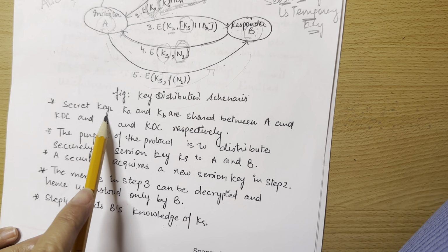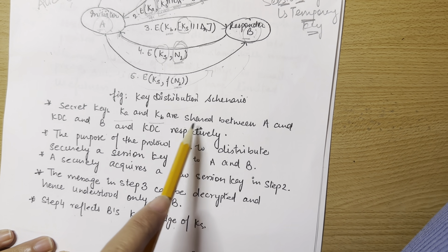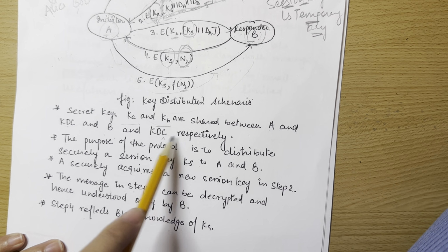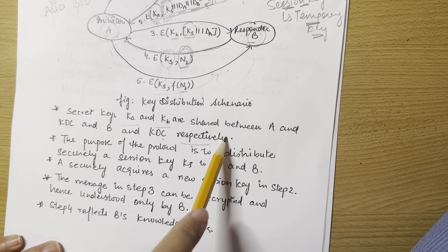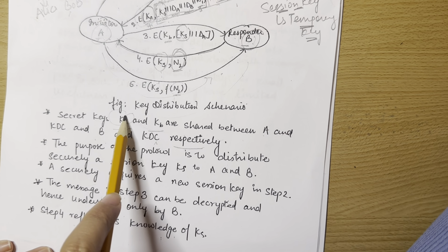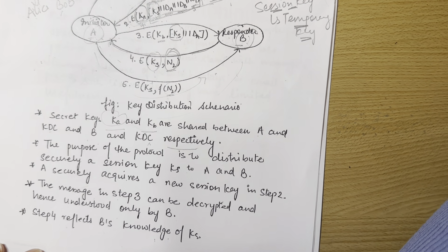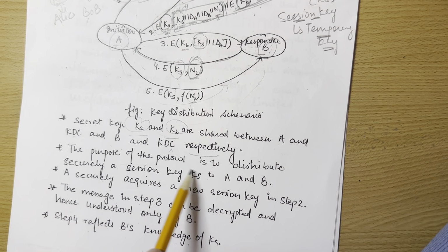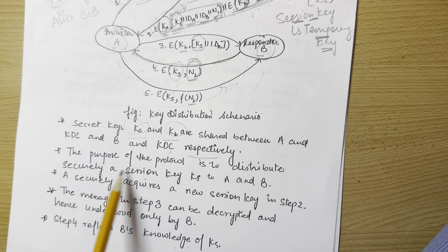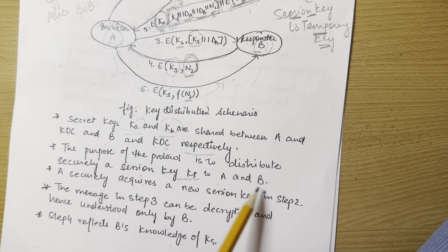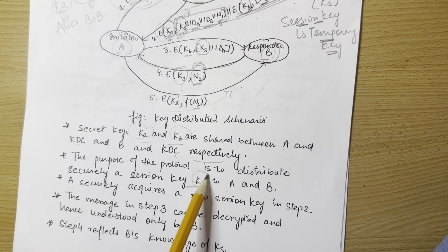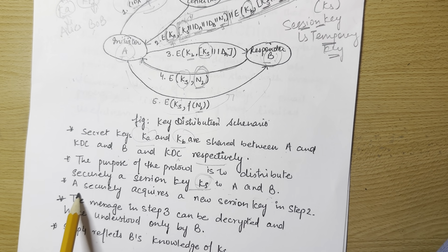So secret keys KA and KB are shared between A and KDC and between B and KDC respectively. This is what we talked about recently, that KA is between Alice and KDC and KB is between Bob and KDC. The purpose of the protocol is to distribute securely a session key KS to A and B. The purpose is we want to transmit KS to Alice and Bob securely.